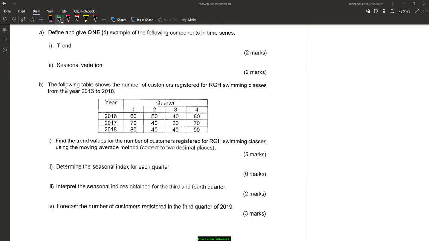Right. And then moving average. This one time series dia akan tanya benda yang sama. Moving average method, either 3 moving average or 4 moving average. So you need to master these 2 methods lah. 3 moving average and 4 moving average. And how to calculate seasonal index, interpret seasonal index and forecast.